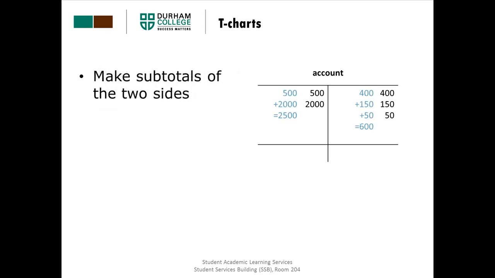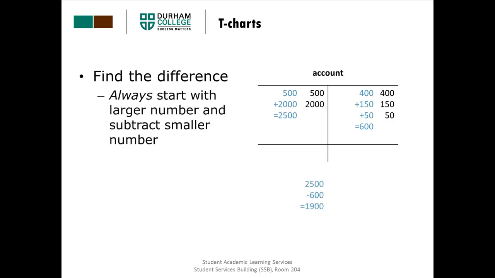We know that debits and credits work just like combining left and right. To find out the result, we start by making subtotals of the two sides. We have $2,500 on the debit side and $600 on the credit side. We then find the difference by subtracting the numbers to determine the result. Always start with the larger number and subtract the smaller number.